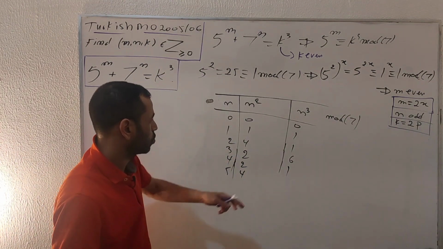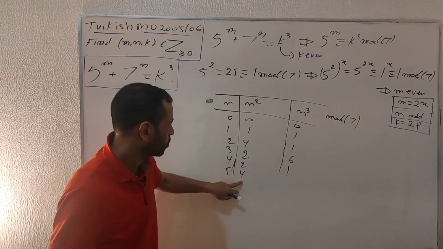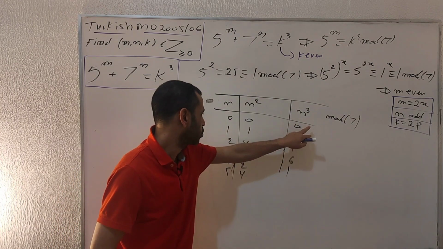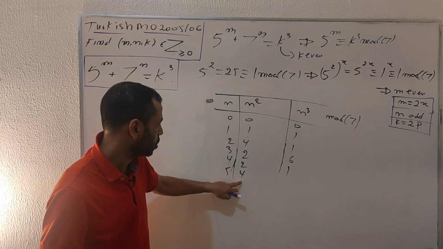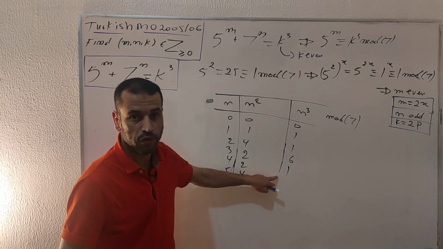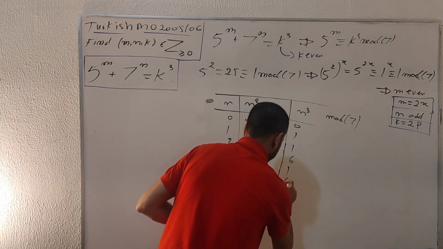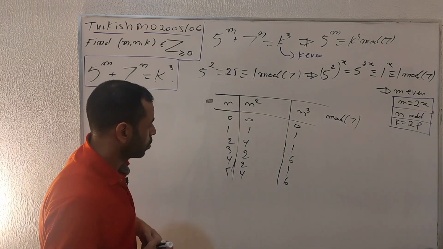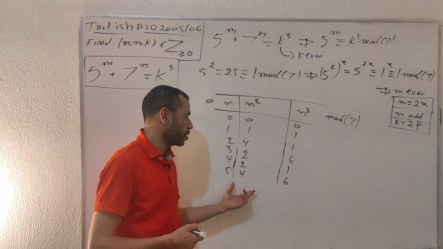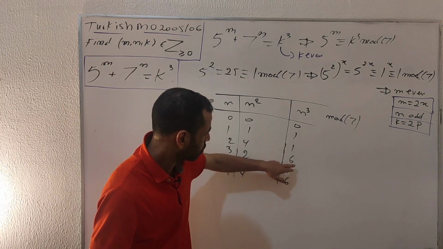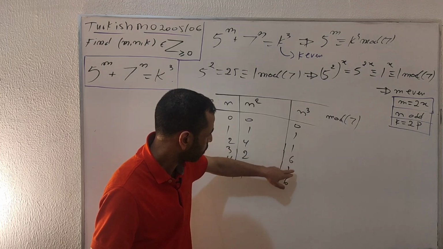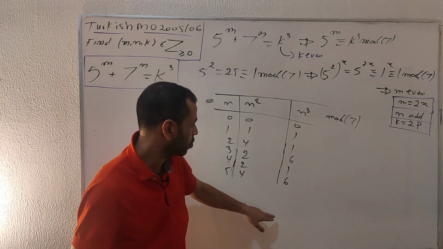So the next one, I get 5 cubed here. To get 5 cubed, I have 5 multiplied by 4, which is 20, which is 6 more than 14. Okay, so I'm going to stop here because this one is enough. If we take a look here, this keeps repeating 6, 1, 6, 1, 6, 1 all the way down.